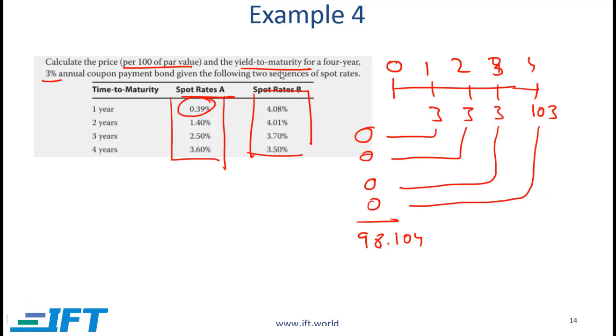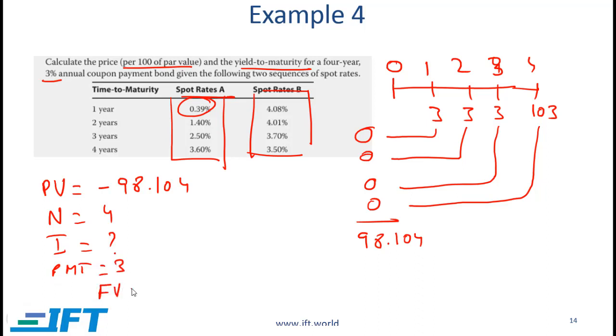And then we are asked to calculate the YTM also. For the YTM, you can use your financial calculator. So plug in present value is equal to minus 98.104. The number of periods is equal to 4. Interest rate is what you are going to calculate. That's going to be the YTM. The payment is equal to 3 and the future value is equal to 100. When you plug in the numbers, what you should get is 3.516. This is the yield to maturity.